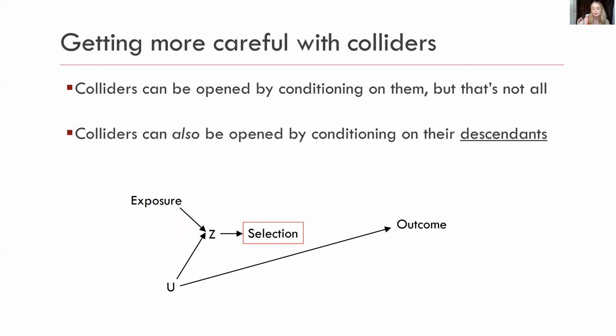If we need to condition on something that's caused by Z, even if that selection variable is not a collider itself, the fact that it's the descendant of Z, which is a collider, will cause the collider to be partially open and create a spurious association between the exposure and the outcome. So when we're looking for colliders in our graph, we have to look not only for colliders that are conditioned on directly, but colliders where their descendant is conditioned on. And this can be really tricky for evaluating a DAG.